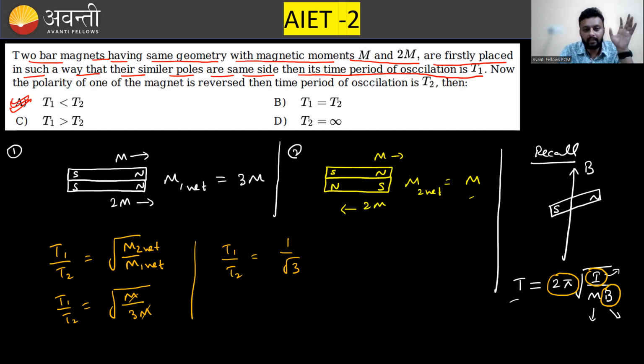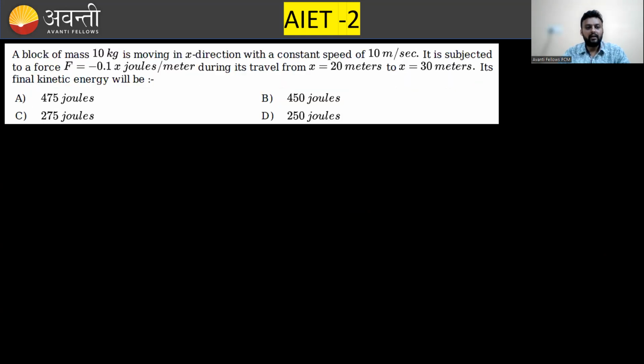Clear everything? I think every concept is clear till now. What you can note down from this concept: the direction of magnetic moment you can recall, that is from south pole to north pole. And if they are in the same direction, they can be added. If they are in opposite directions, they can be subtracted, like vector addition. Clear? Another question.